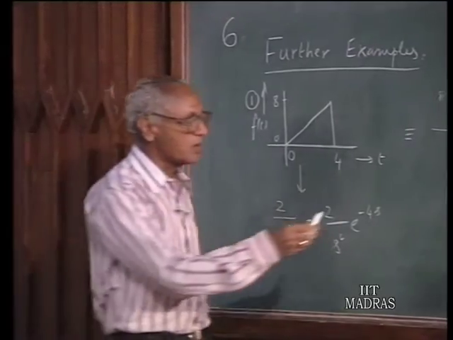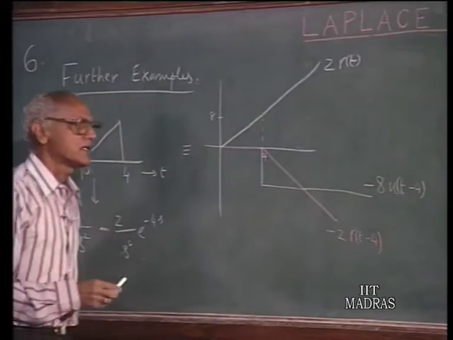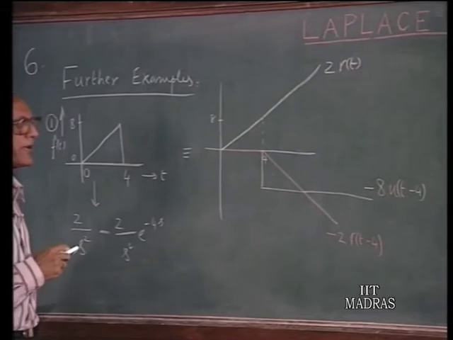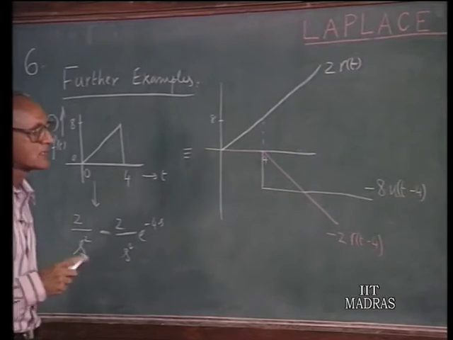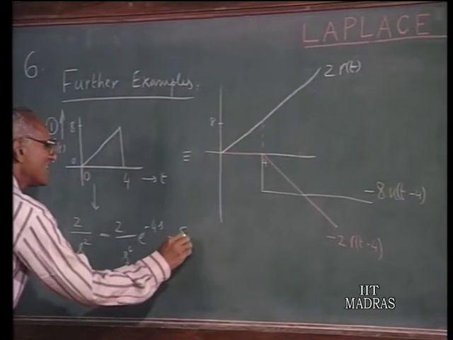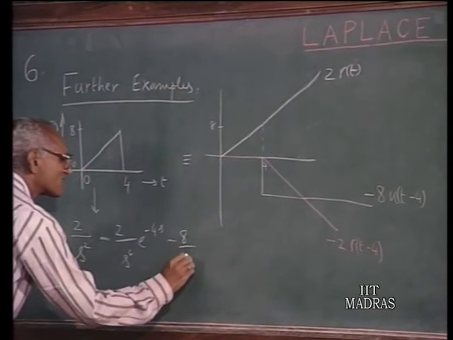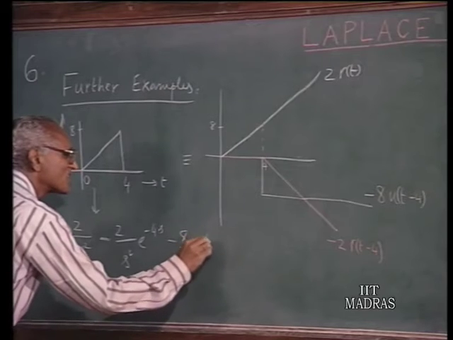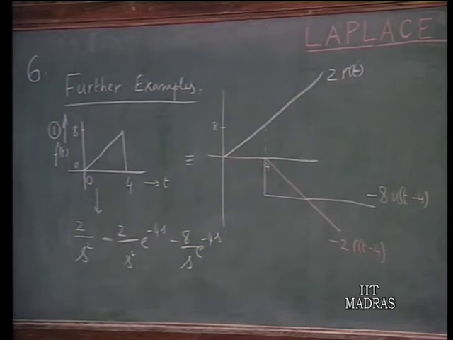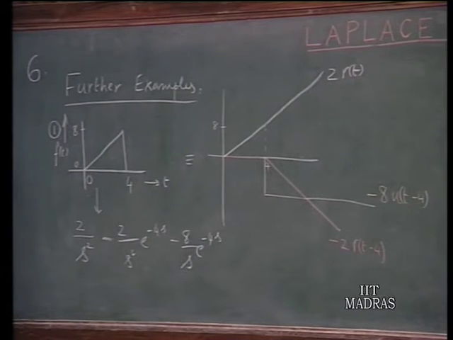The Laplace transform of this step function is minus 8. It would have been minus 8 by s if we had started at t equals 0, but since it has been delayed by 4 seconds, you have to write minus 8 by s e to the power of minus 4s. That is what you are having: 2 upon s squared times 1 minus e to the power of minus 4s, minus 8 by s e to the power of minus 4s. This is how it goes.